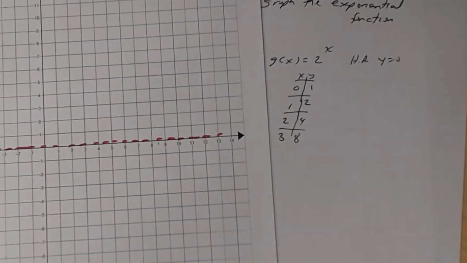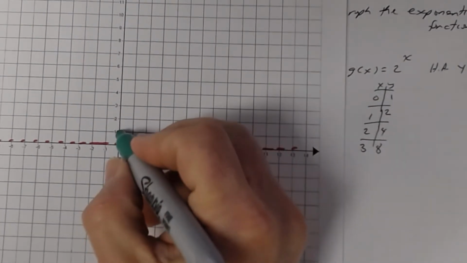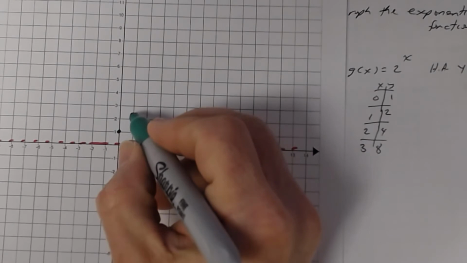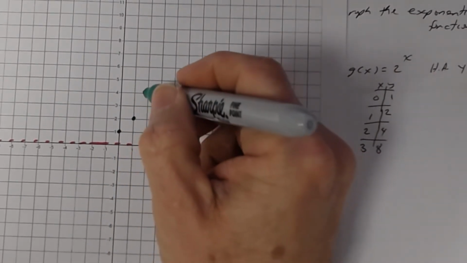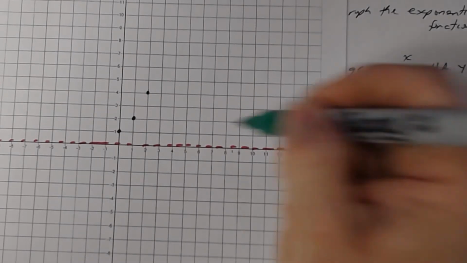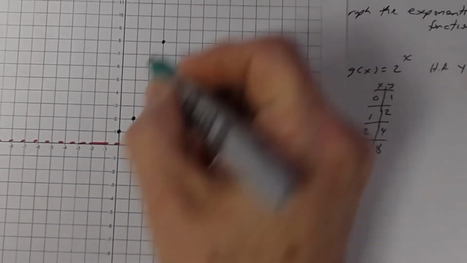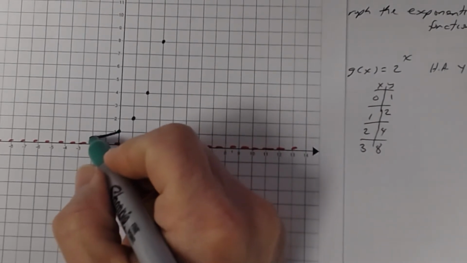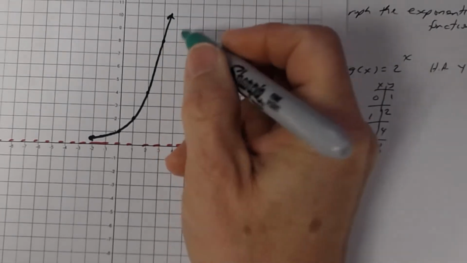So (0, 1), (1, 2), (2, 4), and (3, 8). And then what you did before in the previous lesson, and this was on one of your tests, was graphing these. That's what you get.